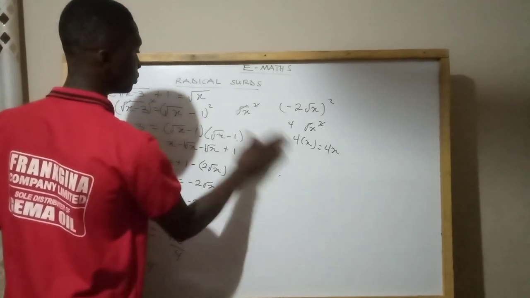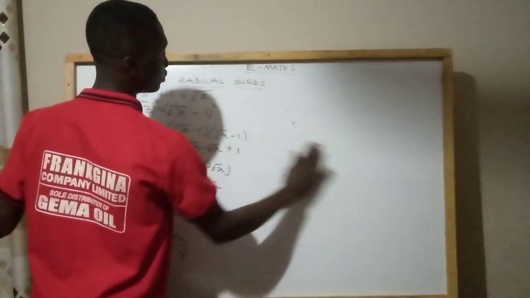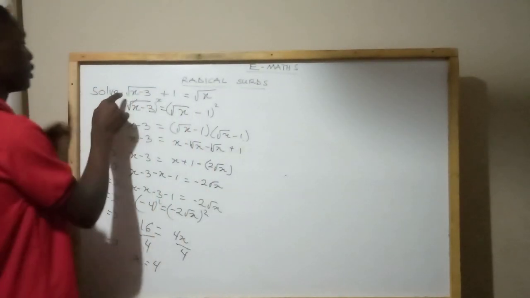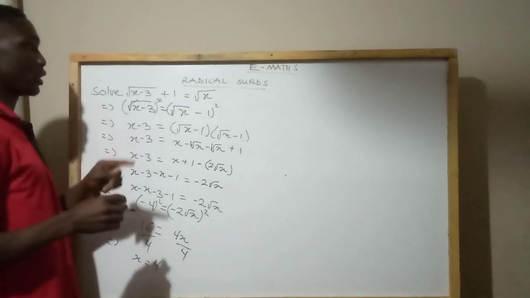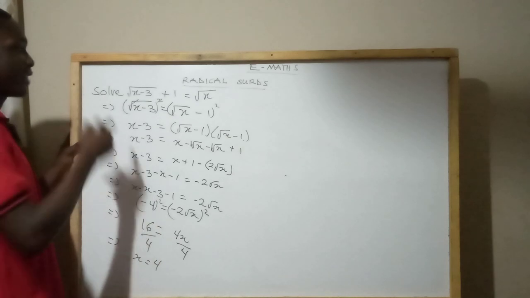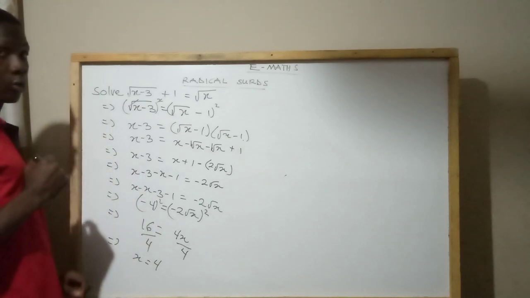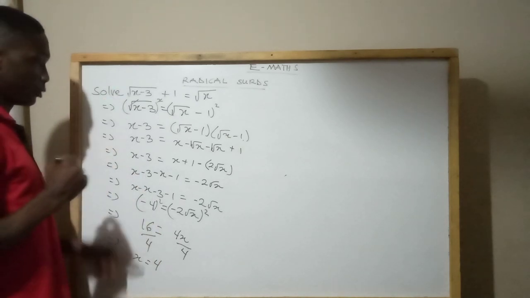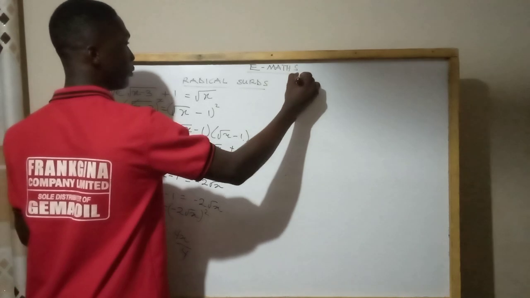It's just simple. So we have the square root of x minus 3 plus 1 is equal to the square root of x. So it means that wherever you find x, you have to replace it with 4. So here is the proof.